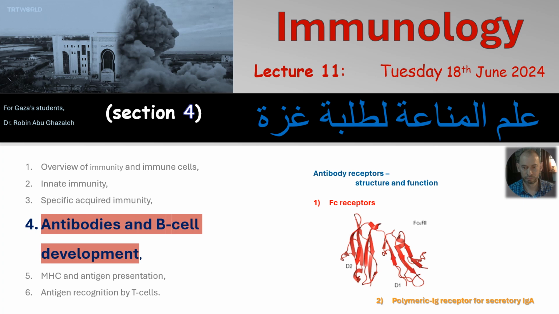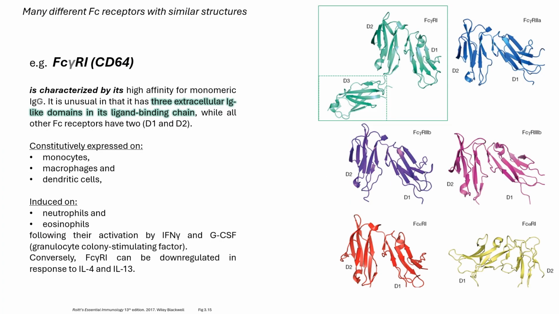Fc receptors are characterized by having two domains, D1 and D2, which are very similar to the immunoglobulin fold that we saw present in antibodies. There are many Fc receptors, and they're all characterized by these two immunoglobulin folds: a receptor for IgG, another receptor for IgG. So there are many receptors for IgG. This is a receptor for IgA, and this is a receptor for IgE.